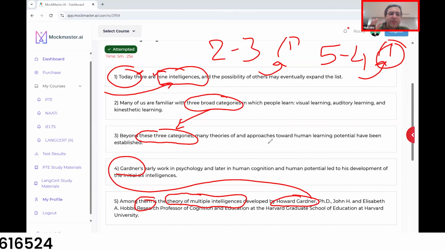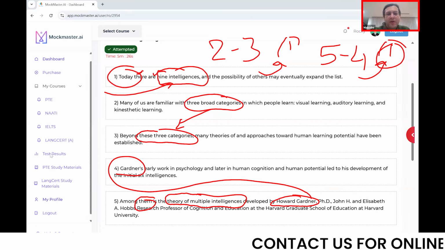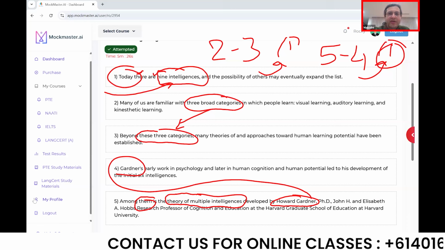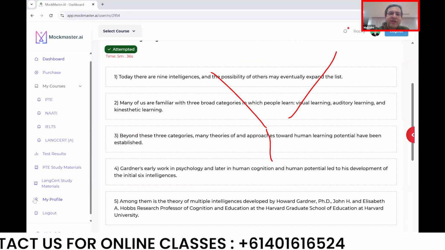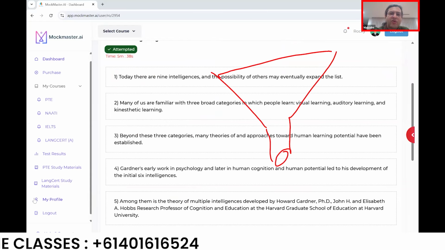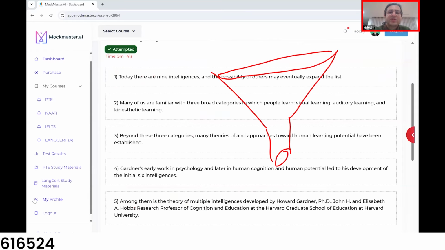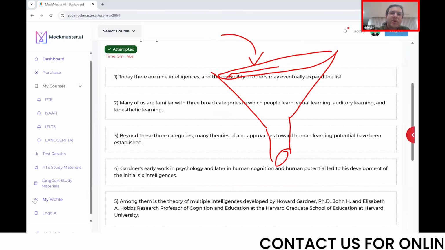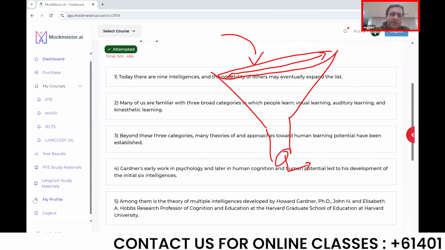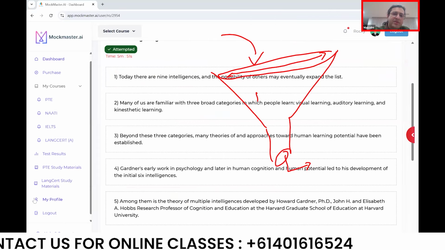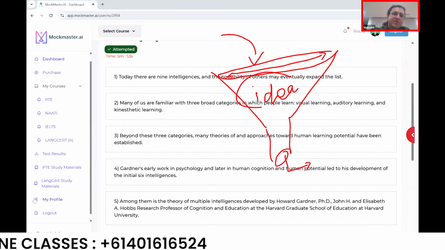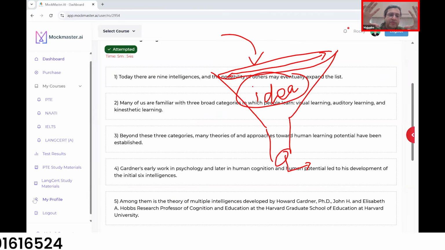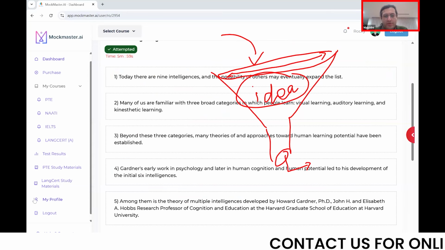But in reorder paragraphs, you always have to follow the funnel approach. You know what a funnel is, right? This is what a funnel looks like. You can find it at your home or in a chemistry laboratory. So basically a funnel always has a broad top and a narrow bottom, which means you always start with the main idea first, the bigger picture, and then you start narrowing it down with supporting statements or examples.